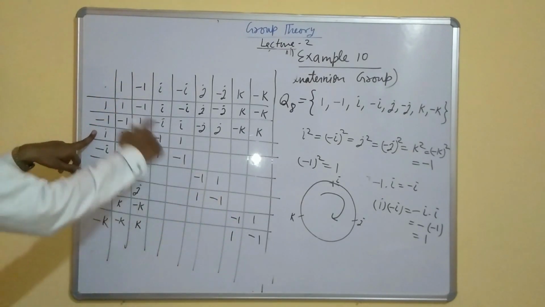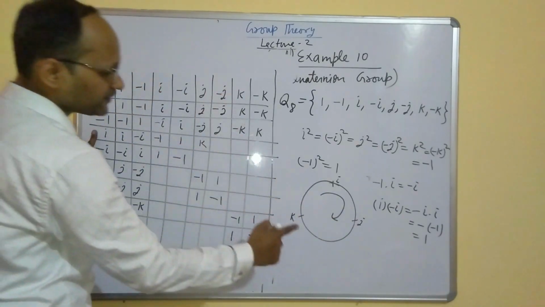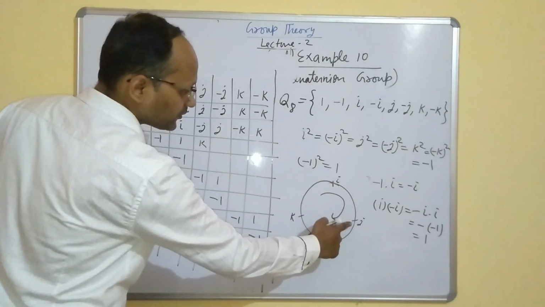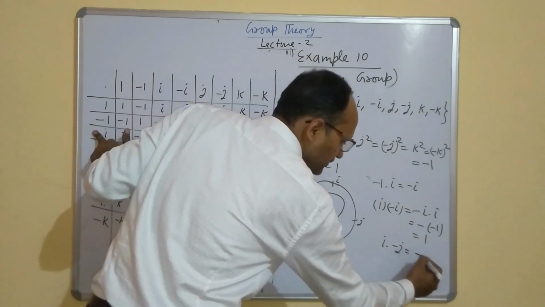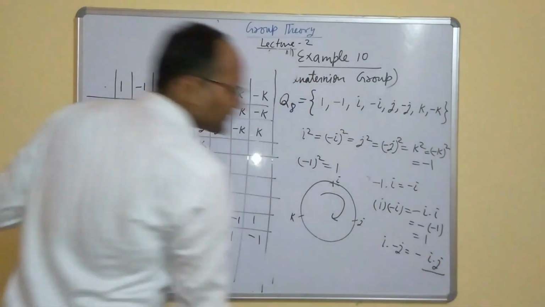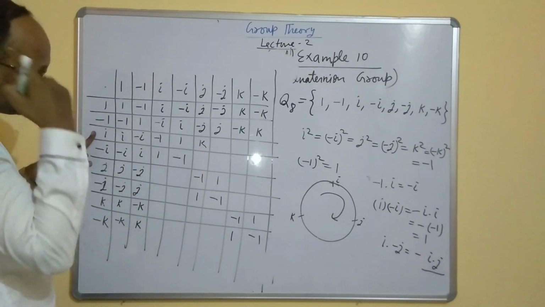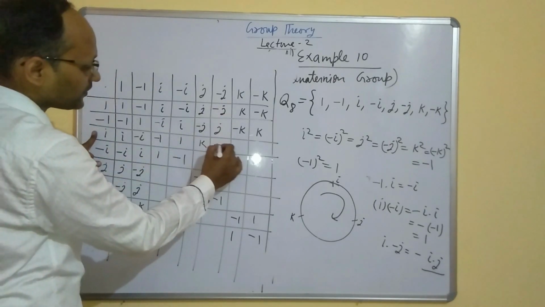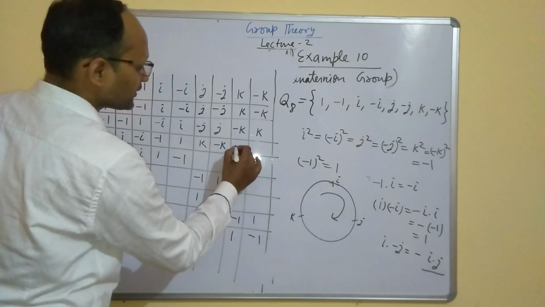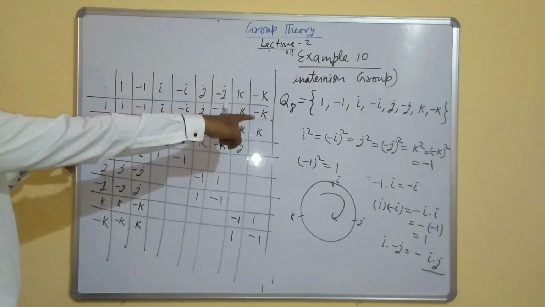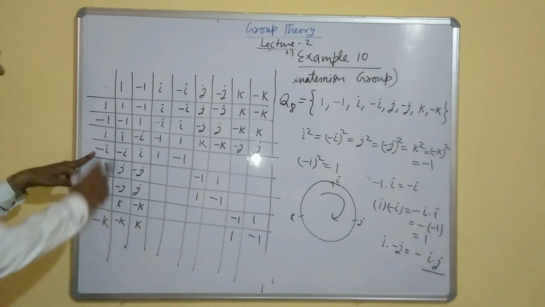Now let me multiply i with j. So i into j, we will get k. I into minus j simply means minus of i into j, and i into j is k, so you will get minus k. So i into minus j is minus k. Now i into k, we are going like this, so it is minus j, and i into minus k, if we multiply, we will get j. So like this, let me put here.